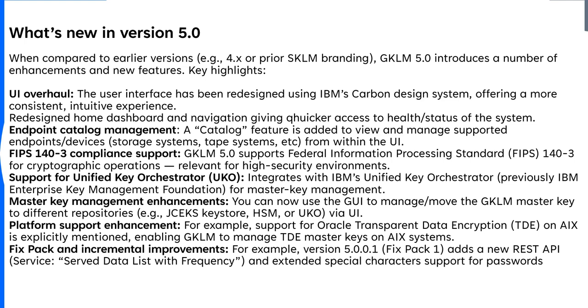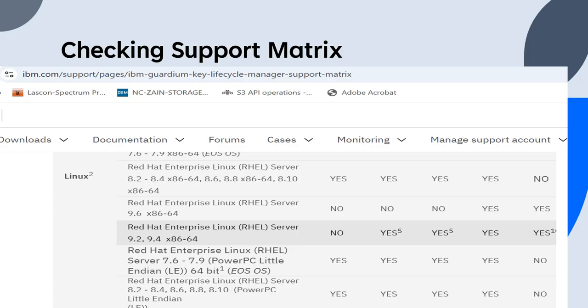You can have a lot of features, and you will have endpoint catalog management as well. There is some FIPS compliance support included, support for unified key orchestrator, master key management enhancement, platform support enhancement, and fix pack incremental improvements. These are the key highlights that have changed in version 5 when compared to older versions.